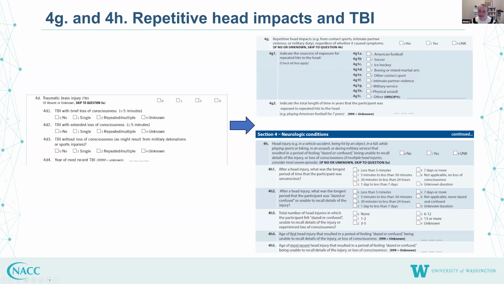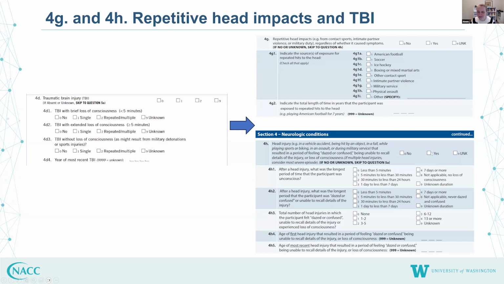After this section is completed about the repetitive impacts history, we go into the symptomatic head injuries. So we need to code yes or no if the participant has a history of head injury that was symptomatic. So a head injury that resulted in a period of feeling dazed or confused, being unable to recall details of the injury, for example, amnesia, or loss of consciousness. And if multiple head injuries, consider the most severe.